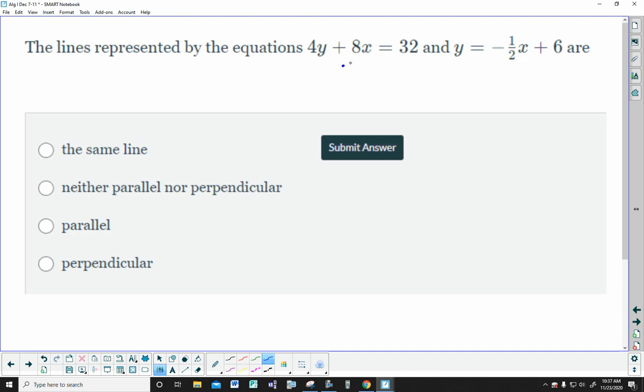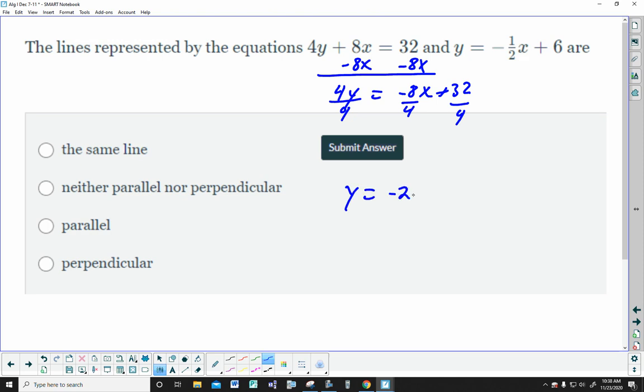Solve for y. Subtract the 8x. So I have 4y is equal to -8x plus 32. Divide by 4, and you get y is equal to negative 2x plus 8. Sorry for that hesitation. So the slope of this line is negative 2. The slope of the other line, which is already in slope-intercept form, is negative 1/2.